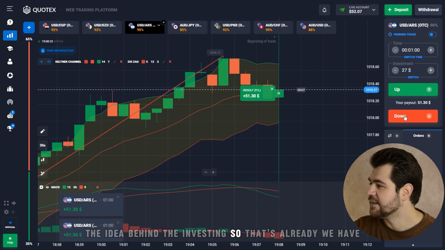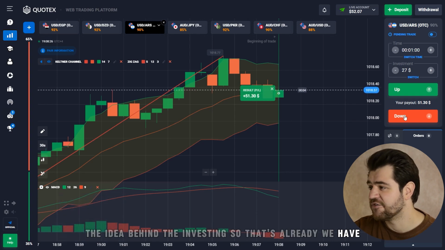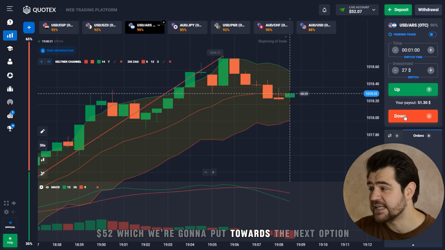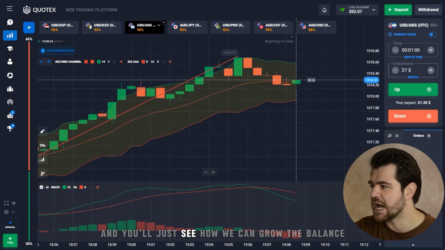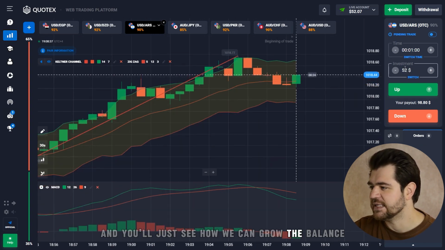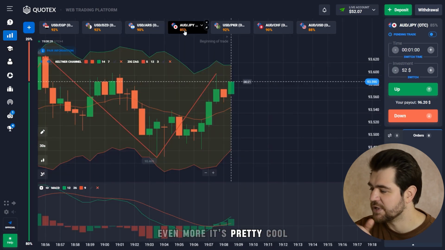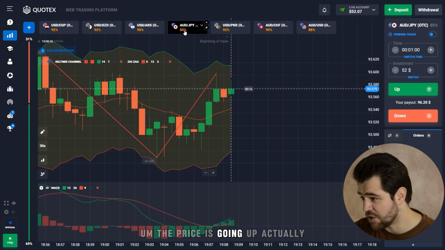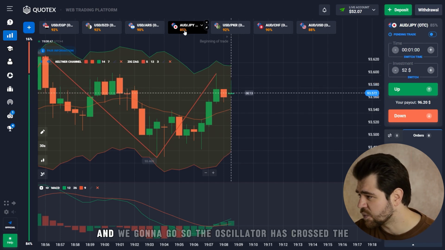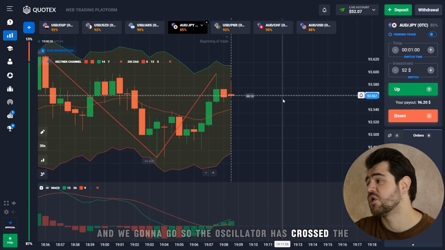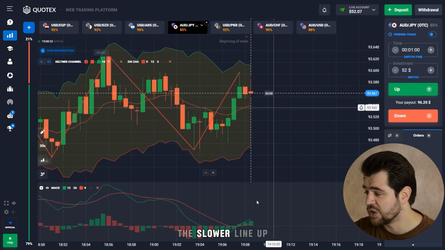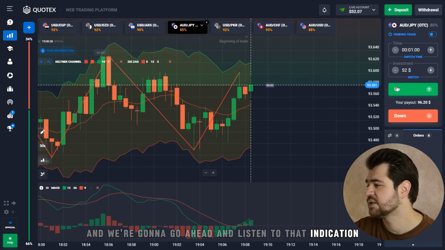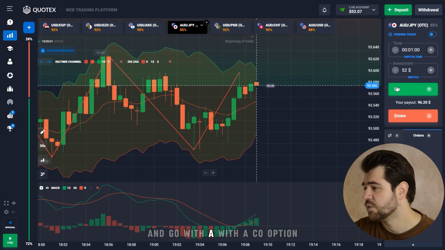So that's already $52, which we're gonna put towards the next option, and you'll see how we can grow the balance even more. It's pretty cool. Okay, so what's happening here is the opposite. The price is going up, the oscillator has crossed the slower line up, and we're gonna listen to that indication and go with a call option.